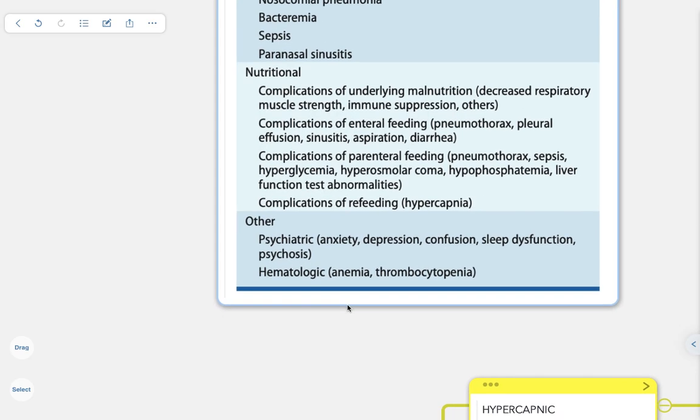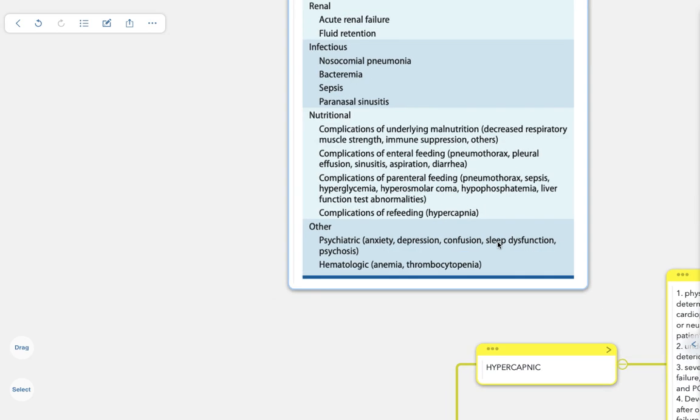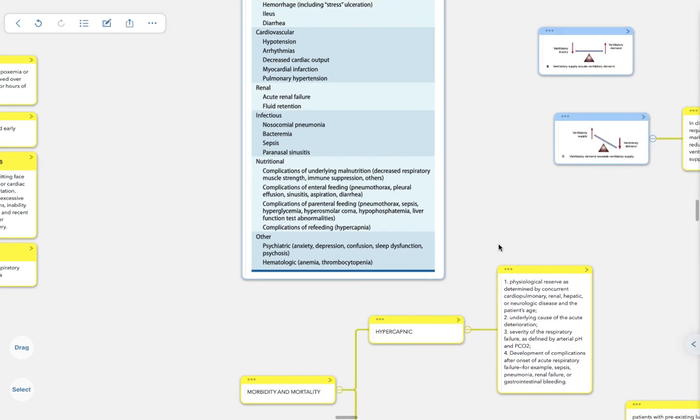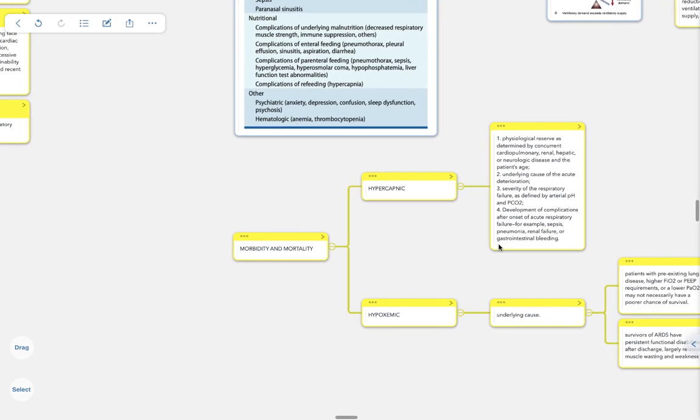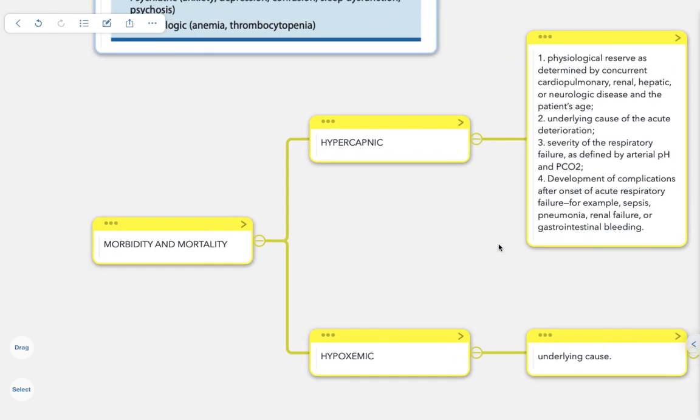Apart from that, there could be certain other complications, like hematological in the form of anemia and thrombocytopenia, and psychiatric problems, in the form of anxiety, depression, confusion, sleep dysfunction, and psychosis. So we have intubated the patient, we have taken care of the complications. Now, let's understand the morbidity and mortality. This could be different in both hypercapnic as well as in hypoxemic respiratory failure.